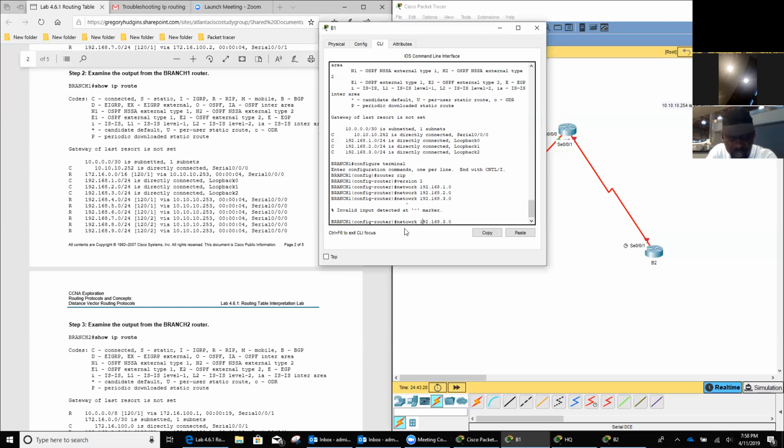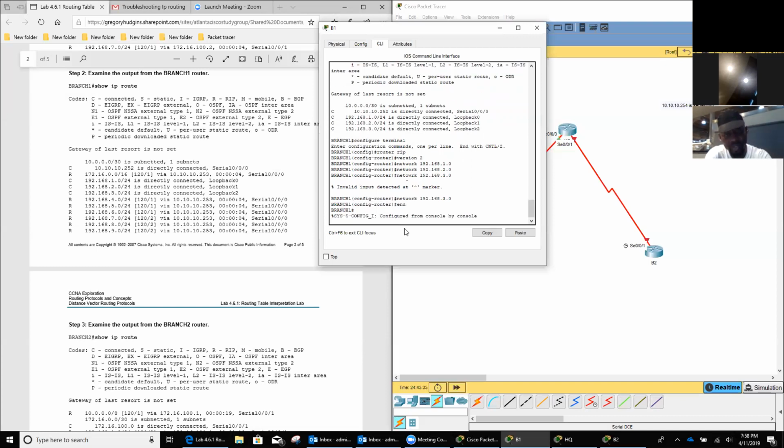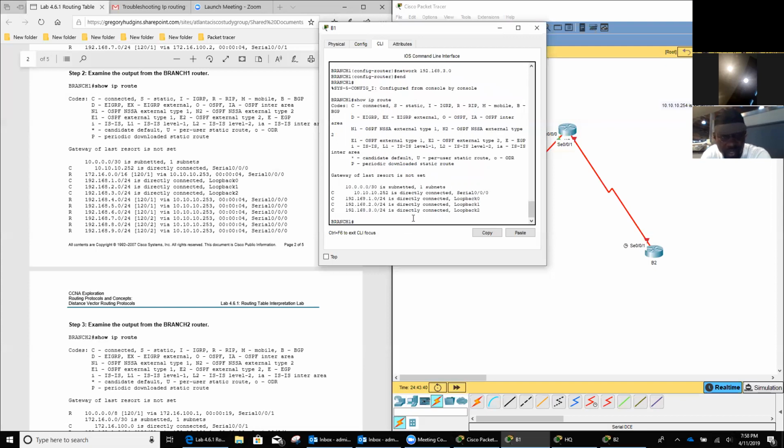Oh, okay. Network. All right, type end right quick. All right, hit enter. Now type show IP route. All right, you see there are no RIP routes yet? Not yet. You don't have any adjacencies built, right? Move this window to the left a little bit.